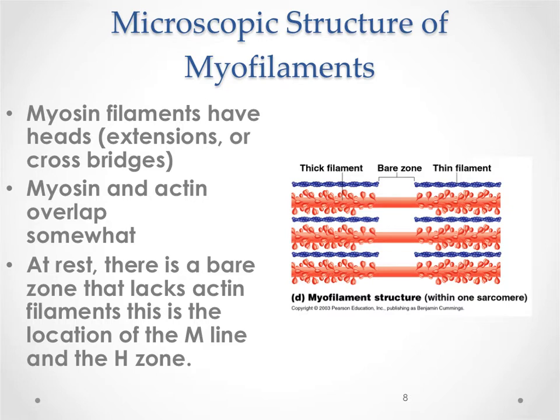Myosin filaments have what we call heads on them, and I'm going to try to highlight one of these. You can see right here, that's one of the heads that we're talking about. And at rest, when the muscle is not contracting, there is an area that does not have actin filaments, and this is called the M line or the H zone. It's this bare zone here in the middle.